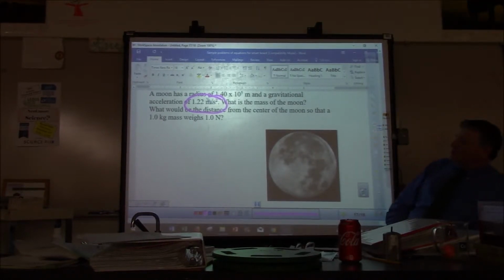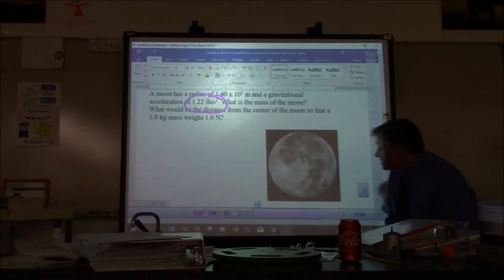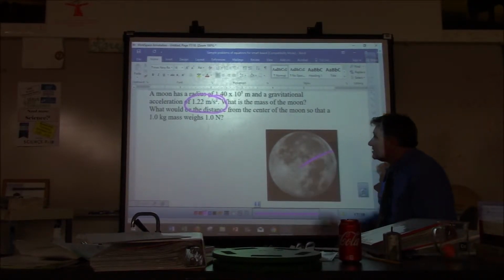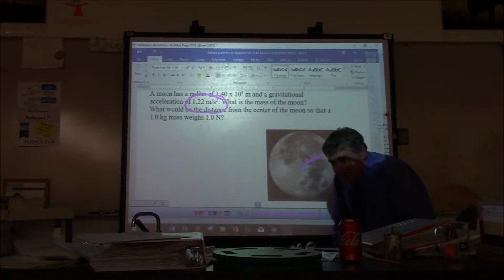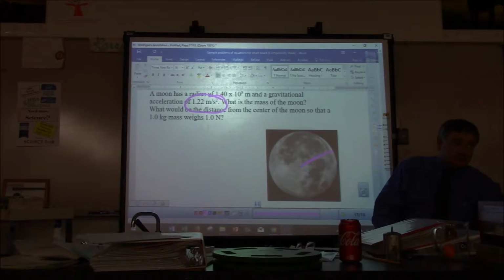So what does that 1.22 represent? Little g. Okay, so I've got little g, and we've got the radius, 1.40 times 10 to the 5th meters. I want to figure out the mass of the moon. So what's going to relate that gravitational acceleration, radius, and mass?